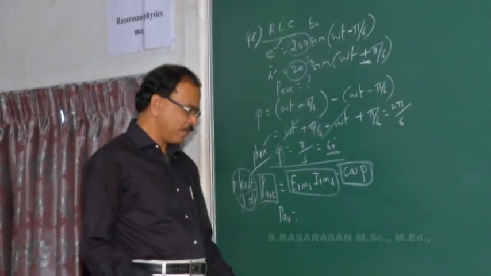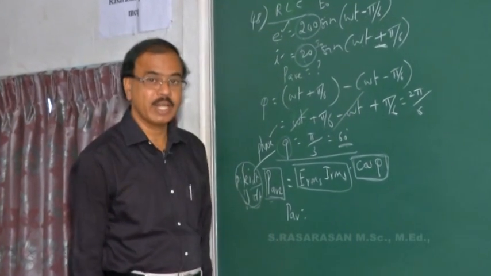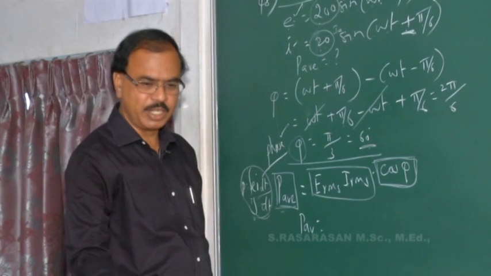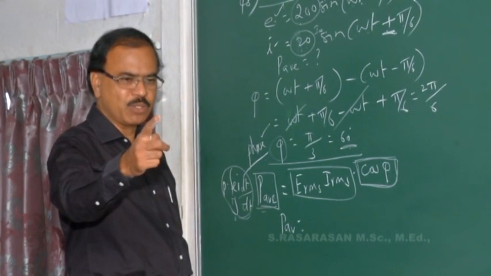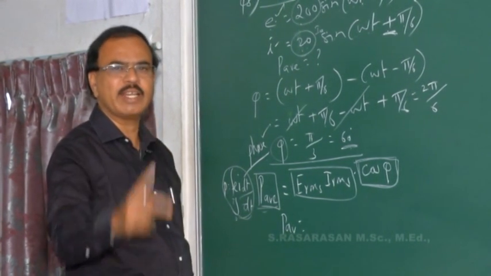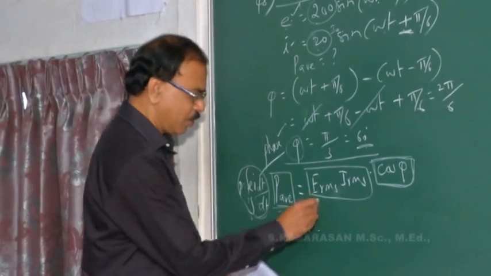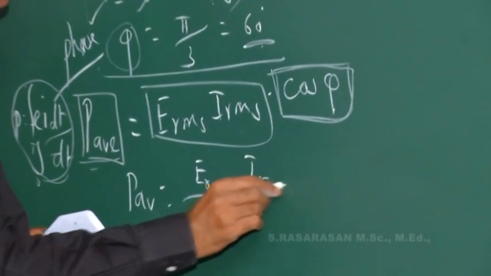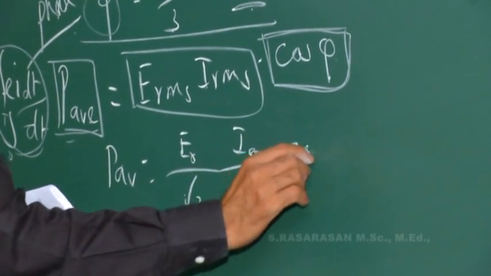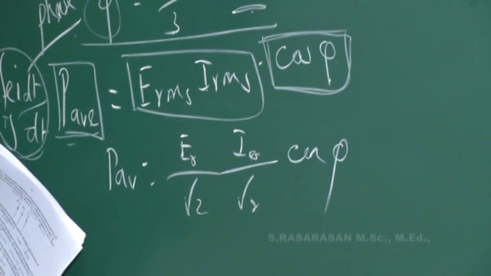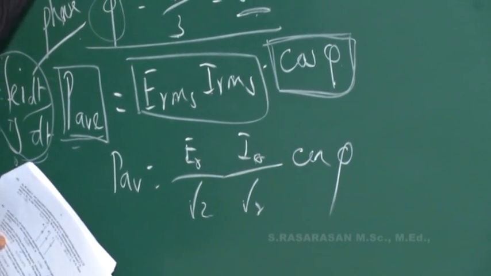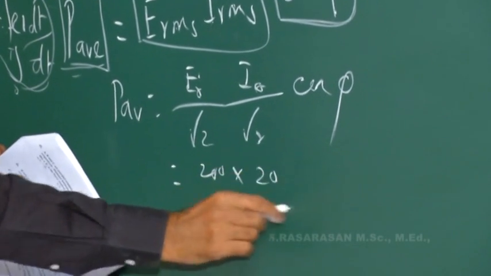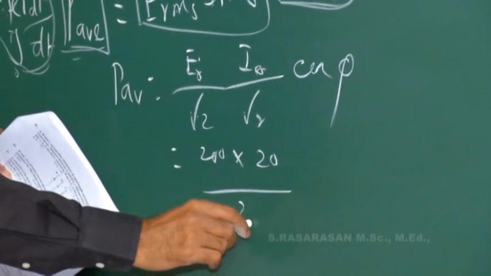So using that concept of heat, H equal to I square R T, in terms of AC and then in terms of DC, we can prove that E RMS equal to E naught by root 2, I RMS equal to I naught by root 2. So the power is E naught by root 2 into I naught by root 2 into cos phi. What is E naught? It is given in the equation as 200. So it is 200 into 20 by root 2 into root 2, that is 2.